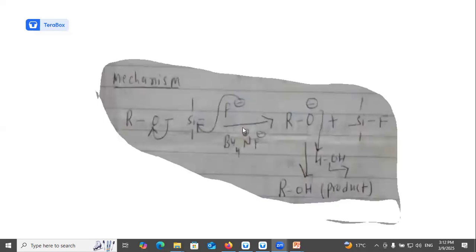In case of mechanism, this fluoride ion attacks the silicon, and this electron transfers to oxygen, and the negatively charged oxygen attacks on the hydrogen of water and will get the product alcohol.